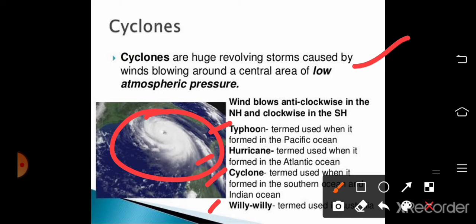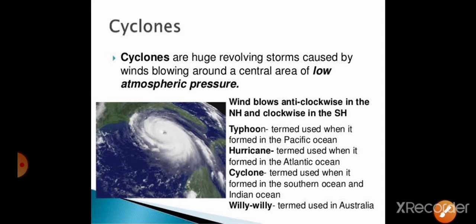Typhoon is the term used when it forms in the Pacific Ocean. Hurricane is the term used when it forms in the Atlantic Ocean. Cyclone is used in the Southern Ocean and in the Indian Ocean. Willy willy is used in Australia. So these are the different names given to the tropical cyclone in different areas.